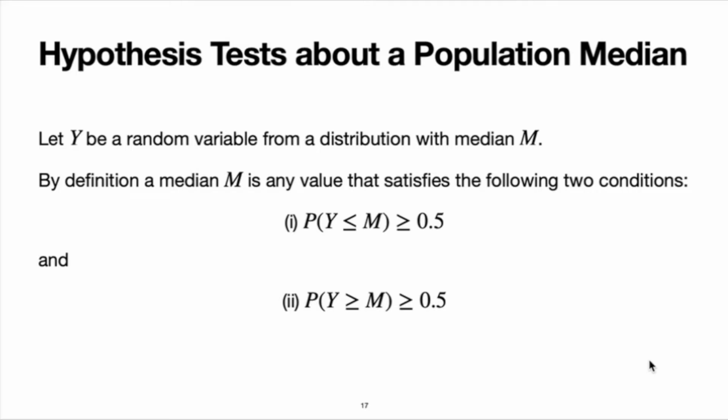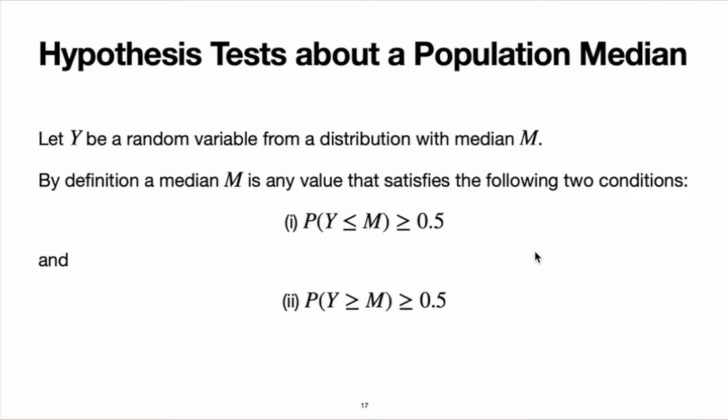By definition, a median cap M is any value, any real number, that satisfies the following two conditions. First, the probability that the random variable y is less than or equal to this value cap M is greater than or equal to 0.5, and the probability that the random variable y is greater than or equal to cap M is also greater than or equal to 0.5.